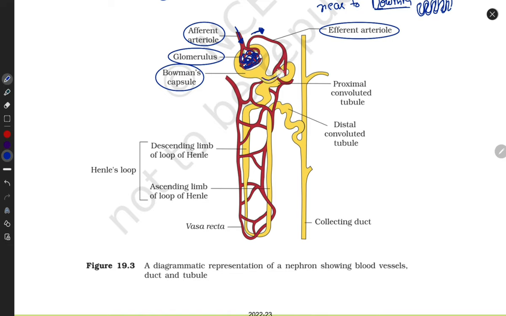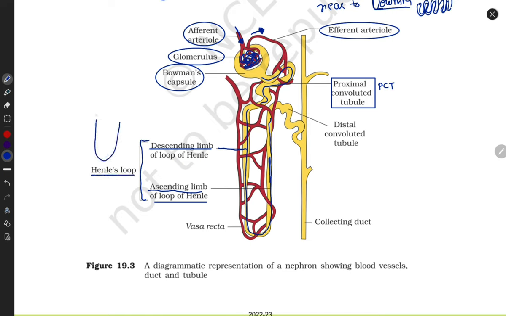Now this is a highly convoluted tubule. Look at here. We call it the PCT, the proximal convoluted tubule. Now, this is a U-shaped tubule. Some part is thick and some part is thin. This part is the descending limb of Henle's loop, and this thin part is the ascending limb of the loop of Henle. Completely, we call it Henle's loop. This is the U-shaped structure, like this.